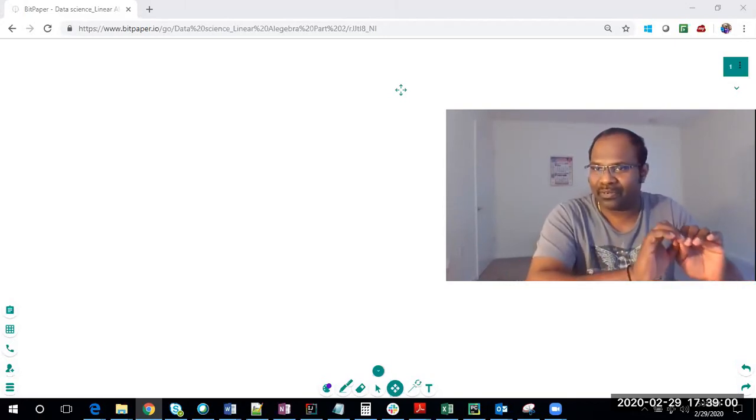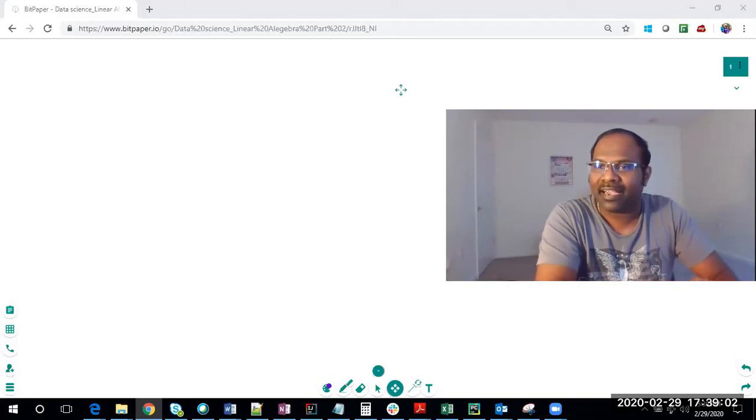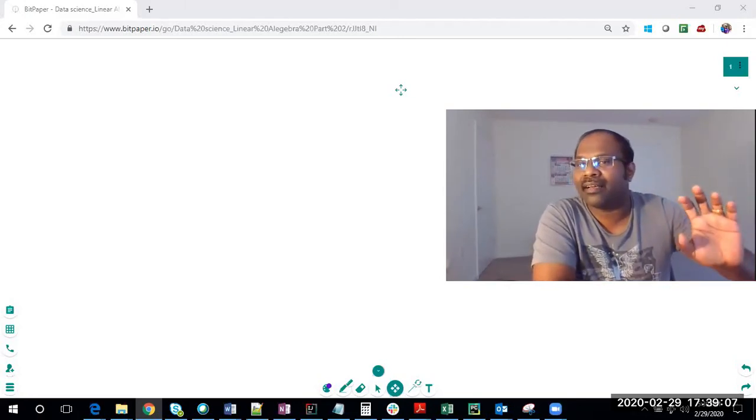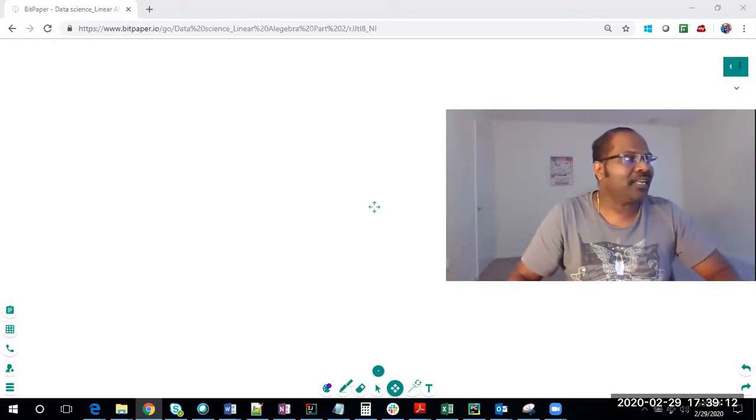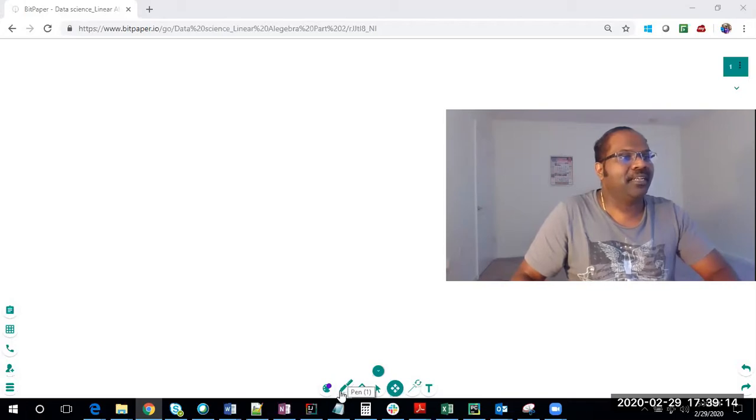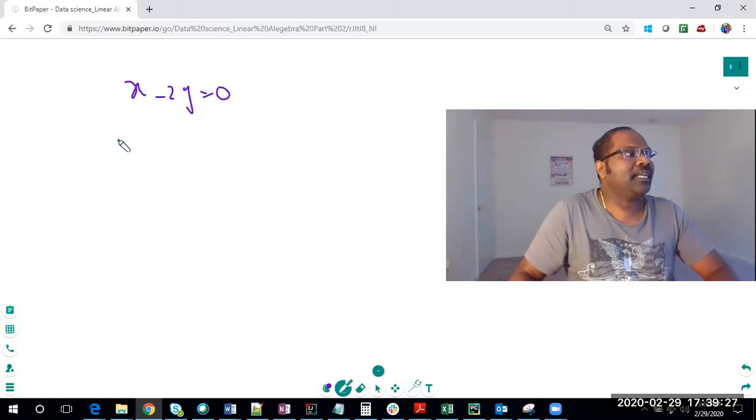Let me give two equations and do a pictorial representation in terms of row as well as column. There are two equations here. Let me write those two equations. The first equation is x minus 2y equals 0. And the second equation is minus 2x plus y equals 3.